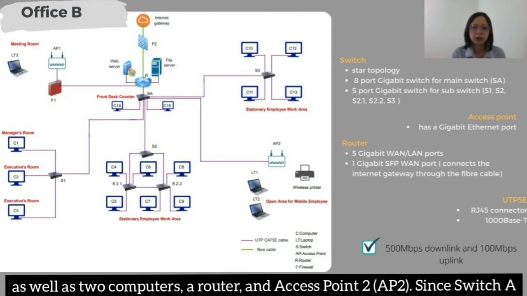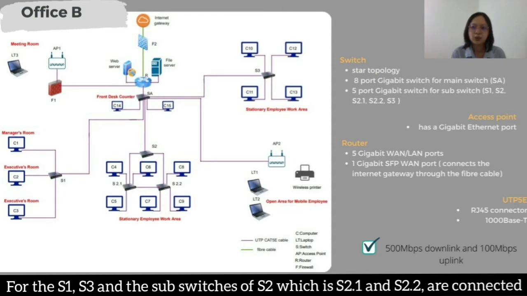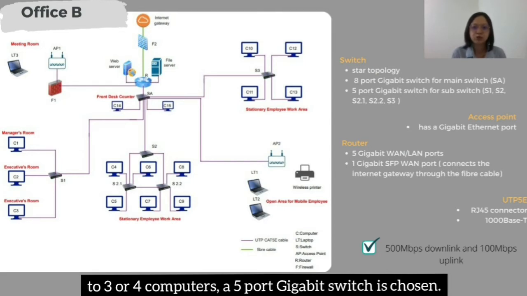Since switch SA must connect to several network components, an 8-port gigabit switch is selected. For S1, S3, and the sub-switches of S2, which are S2.1 and S2.2, which are connected to 3 or 4 computers, a 5-port gigabit switch is chosen.